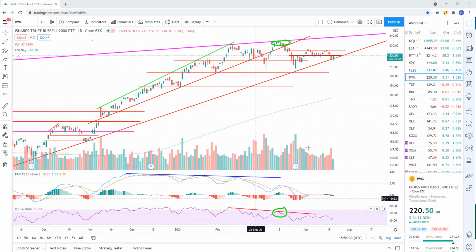Right now I see negative divergence on that one, so I'm looking more for a breakdown. Even if it wants to run up, I'm just going to let it do its thing, and then look for an opportunity to position short.